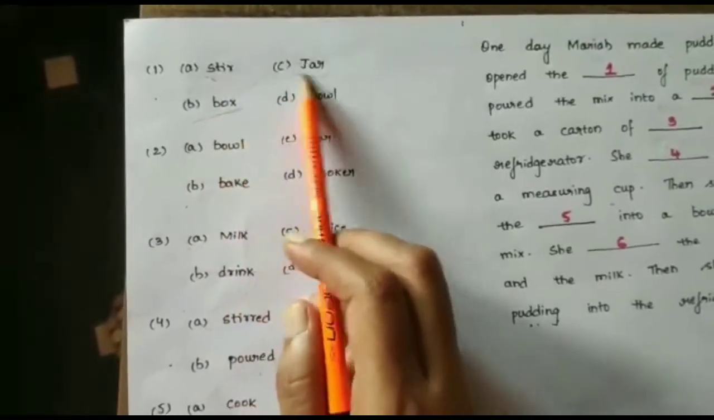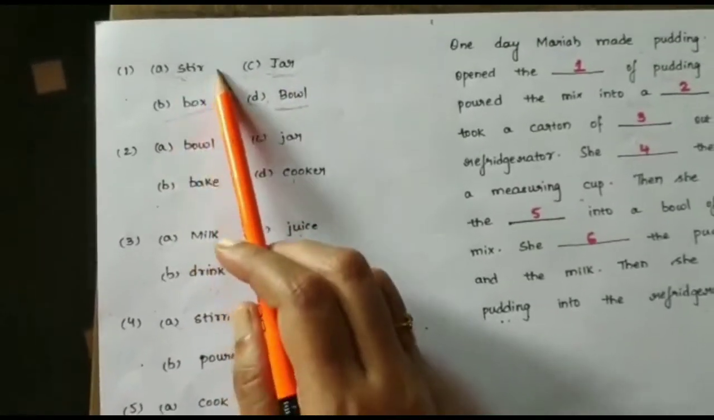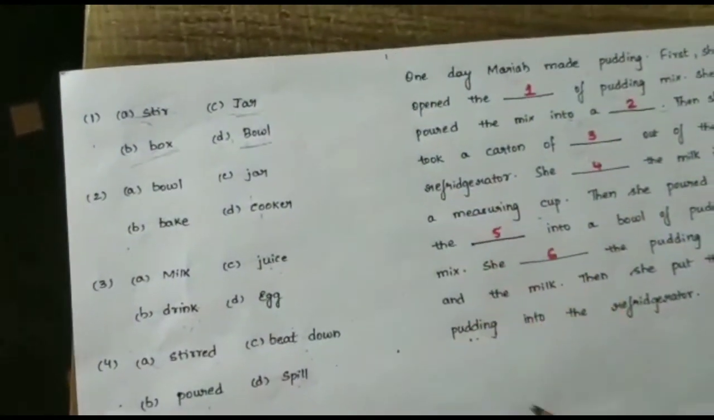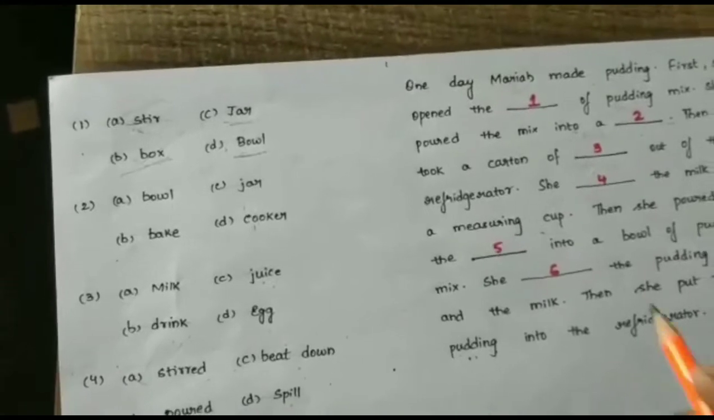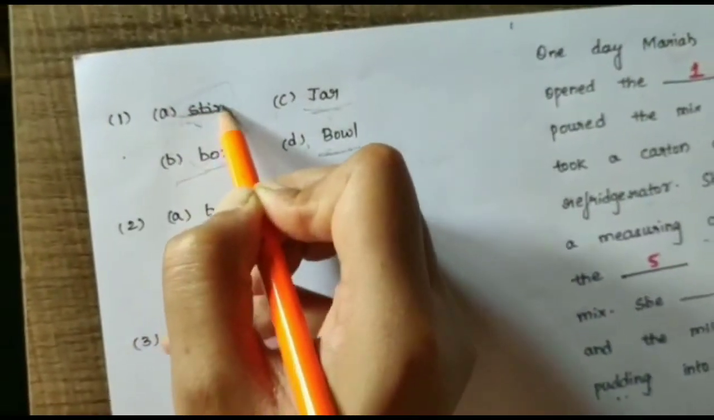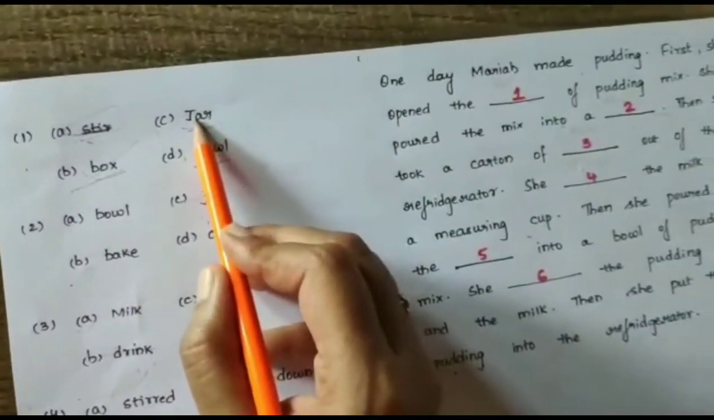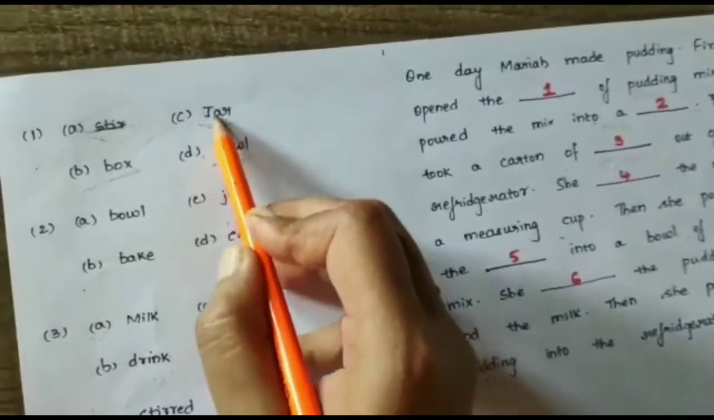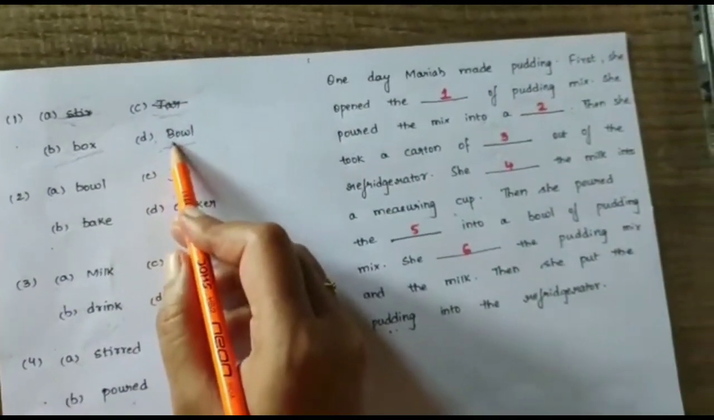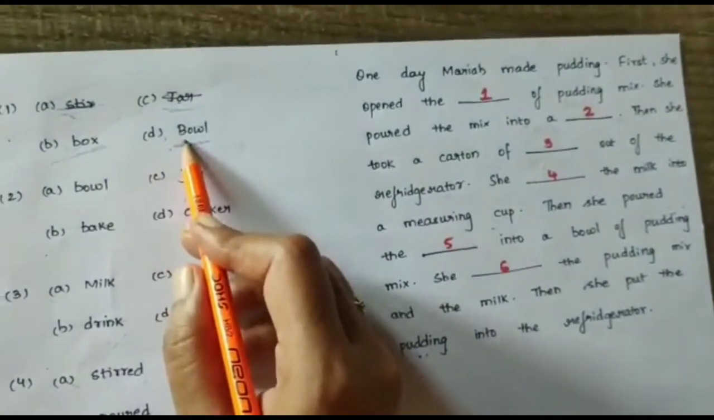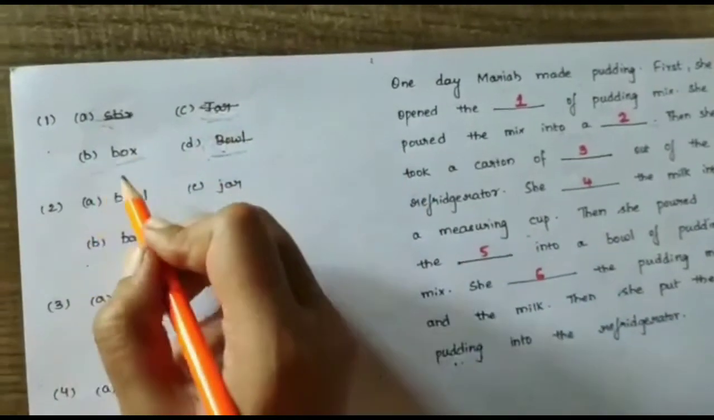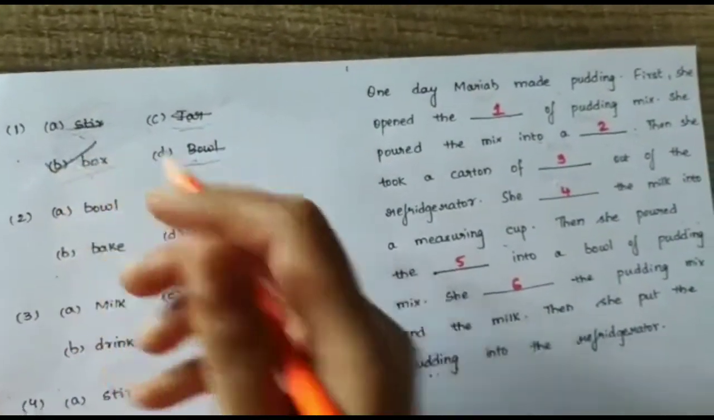Stir, box, jar, bowl. Can stir be suitable for this? Obviously stirring is something which we whisk or whip into a bowl, but this is not opening, so we are cancelling option 1. And we can't even store our pudding mix in a jar, so we cancel this also. And bowl, we can't open a bowl because a bowl does not have a cap, so we are cancelling this as well. So the only remaining option is box.